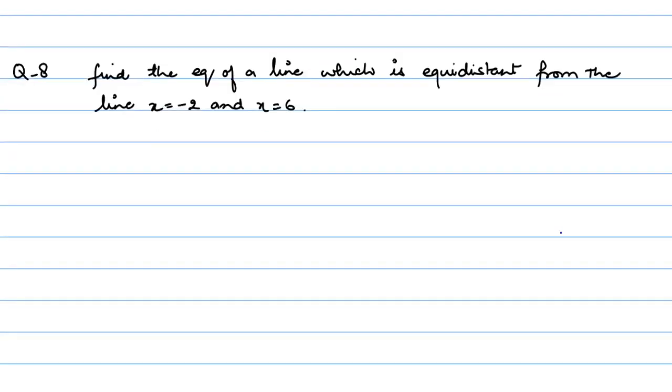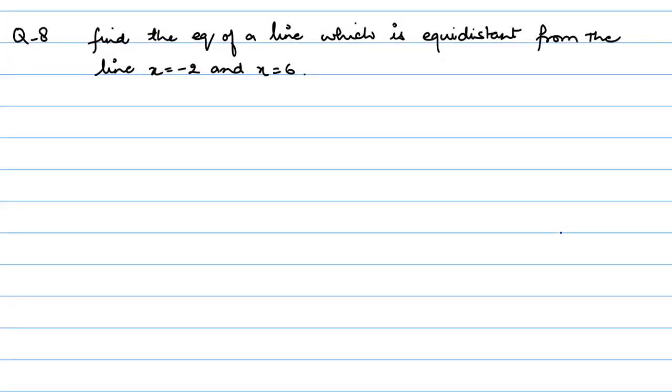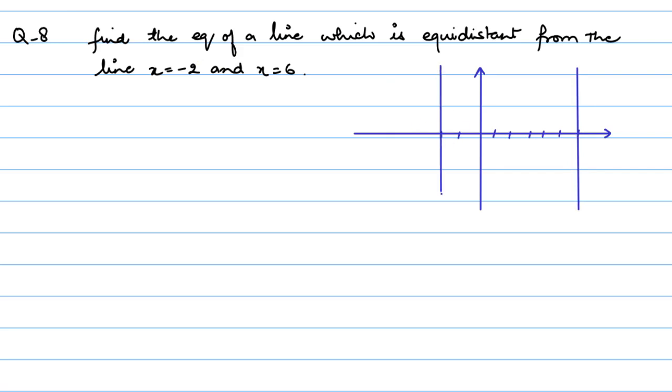Let's take the next question. Find the equation of a line which is equidistant from these two lines. Let's quickly draw this. If you look closely, we are given x is equal to -2 and x is equal to 6, and we had learned that any line which is of the form x is equal to c is a line parallel to y-axis. Therefore x is equal to 6 will be a line, let's say, 1, 2, 3, 4, 5 and 6. Let's say this is your line x is equal to 6, and x is equal to -2 means on the left side -1, -2, and this would be your x is equal to -2 line. This is x is equal to -2 line, and this is x is equal to 6 line.